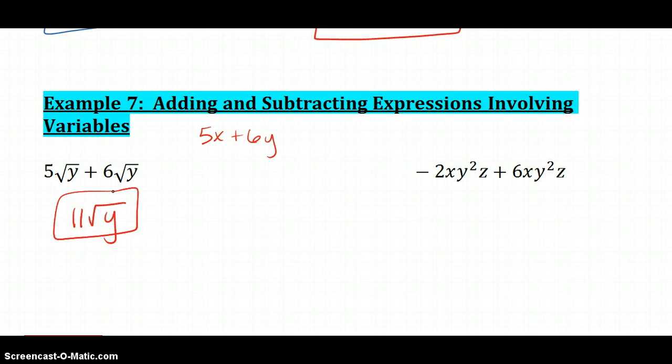Now, even if it looks more complicated, look at your variable. So cut off the coefficient. So look here, this is my variable, cut off the coefficient, this is my variable. See if they're the same. Here I have x, y squared, z. Here I have the same. They are the same, so I can add them. So do -2 plus 6. So it becomes 4x, y squared, z. And that's your answer.